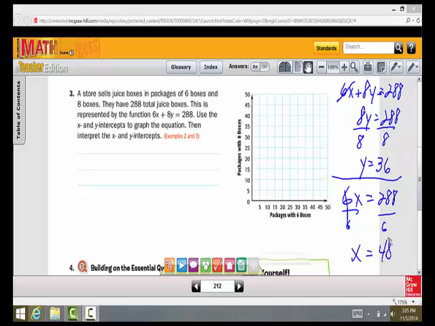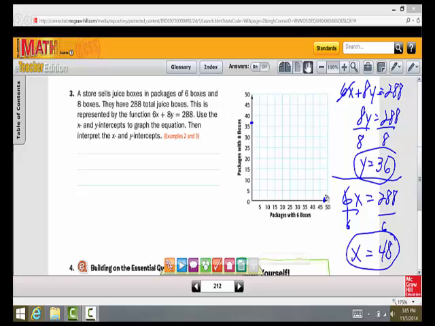Our y-intercept is 36. So we go to 36 on the y-axis. Notice we're counting by 5. So right here is 35. So just a little bit above that would be our 36. Then our x-intercept is at 48. So here we have 45, here's 50, so 48 should be right about there.